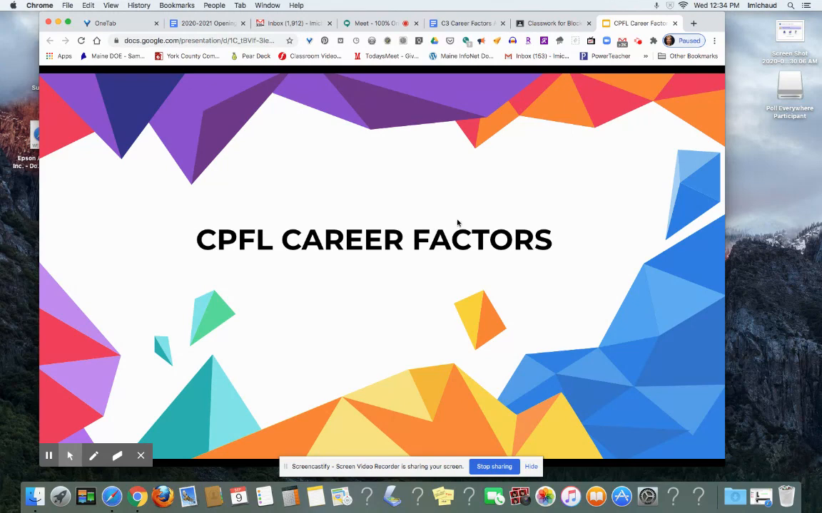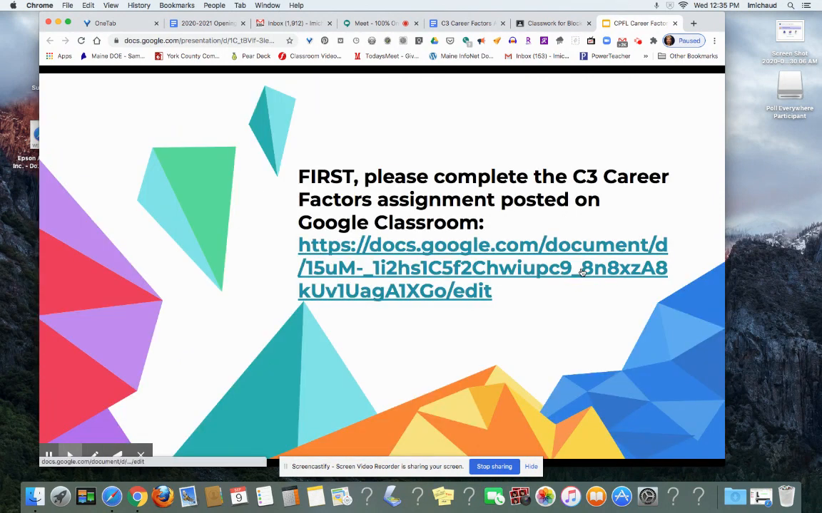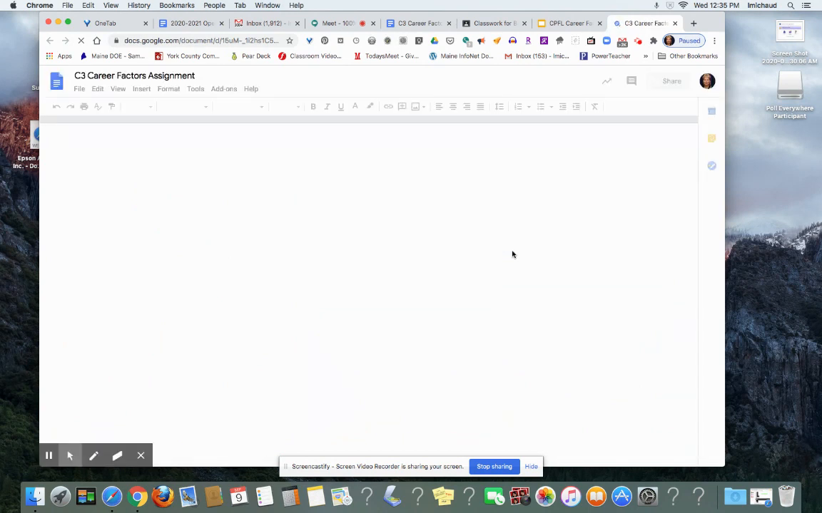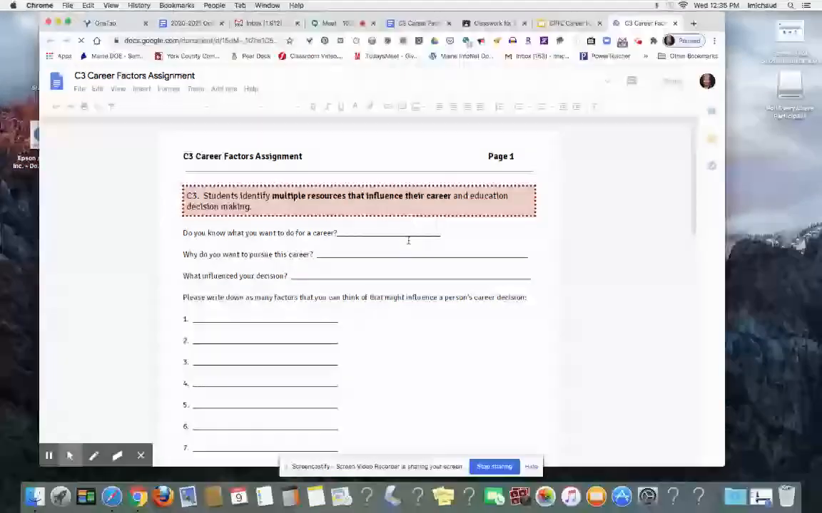So first of all, the objective of this assignment is for you to examine sources of information that influence career and education decision making. So this is one of those career and educational development standards, C3. So what you need to do is go to Google Classroom and open up the C3 Career Factors assignment and open up that document, please. And then once it loads up, you need to answer these questions.